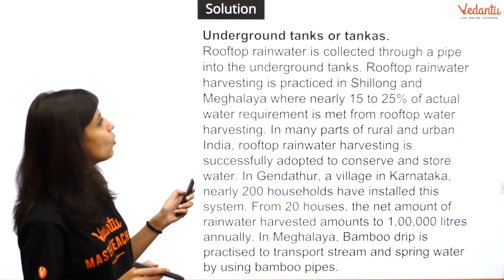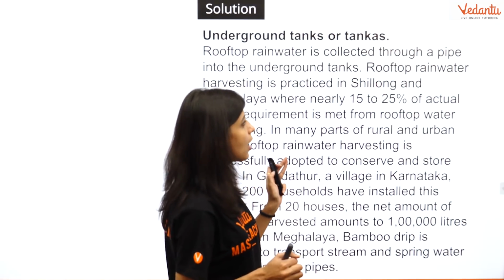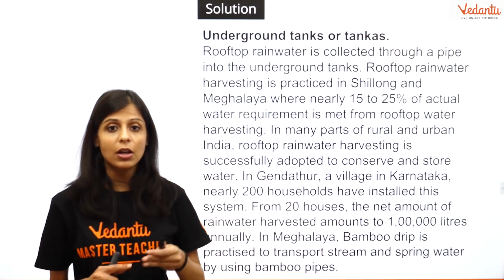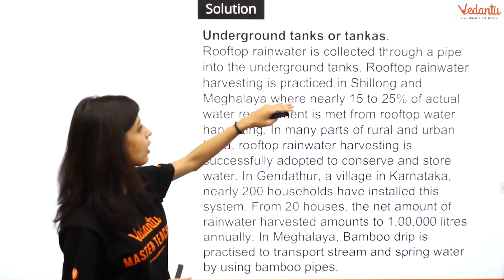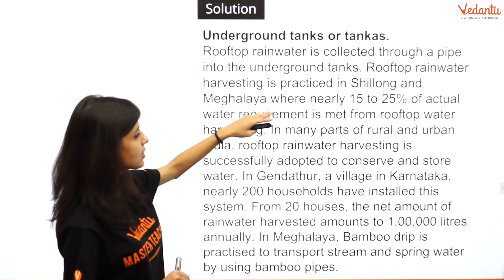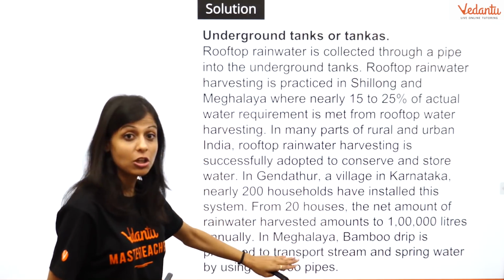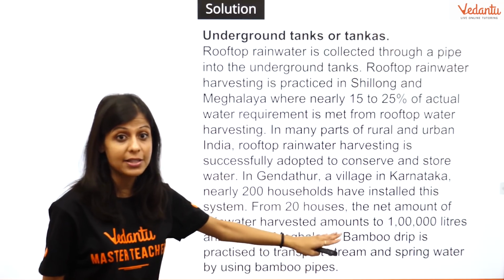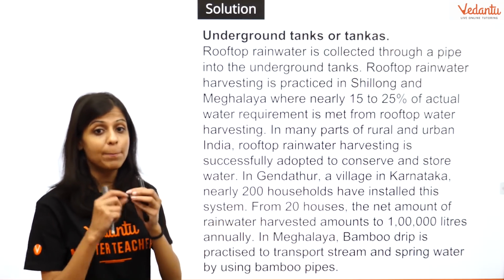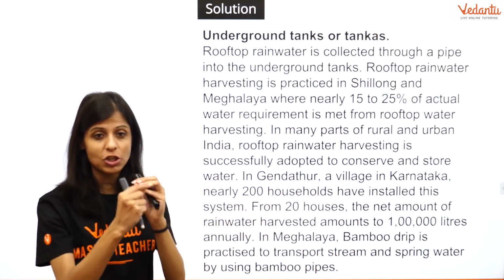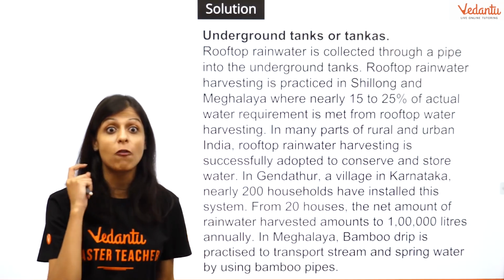So when I come to underground tanks or tankas, yes, rainwater harvesting is being practiced in Shillong and Meghalaya. And when I talk about bamboo cultivation, another modern example is bamboo drip irrigation that is being followed in the state of Meghalaya.